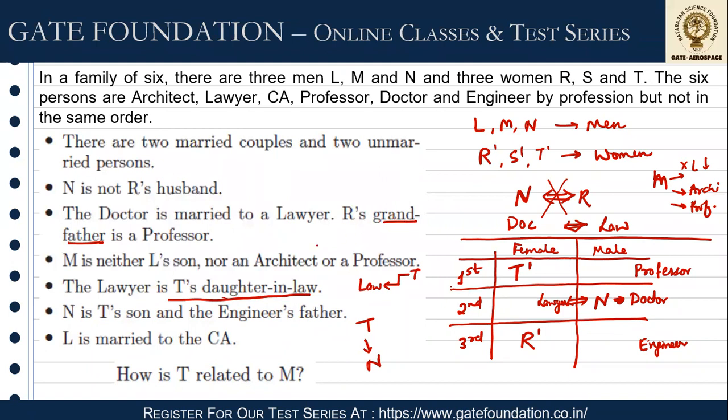R's grandfather is a professor. That is done. So R's grandfather is a professor. M is neither L's son nor an architect or professor. If M is a man, now look into here. M is a man and he is not L's son. Right? We don't have L. So if he is not L's son, he can be a grandson as well.